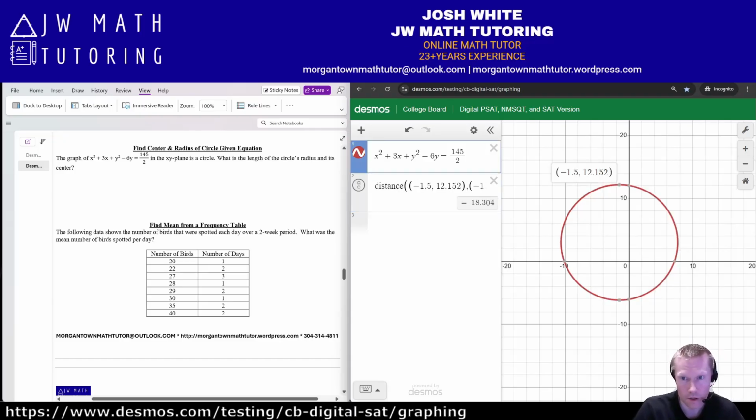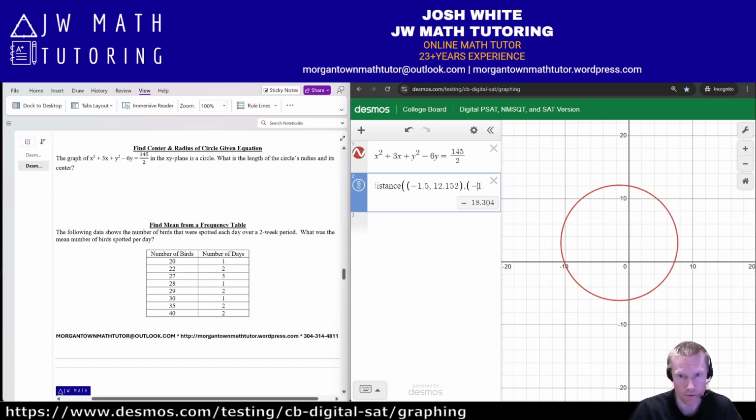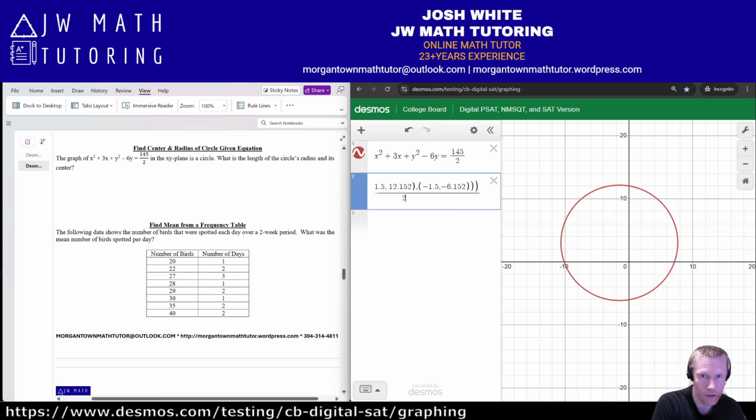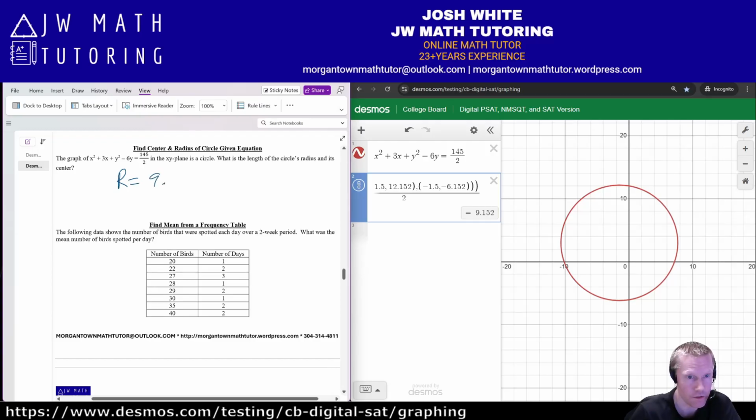All right, so let's just double check here. Negative 1.5, I have a 12.152. Yep. Got the comma in the middle between the 2 points, and then down here, negative 1.5, negative 6.152. Okay, so this right here is the distance from top to bottom. So this is the diameter. So to find the radius, I would now just take this and divide it by 2. So the radius of this circle, essentially as a decimal, is just 9.152.